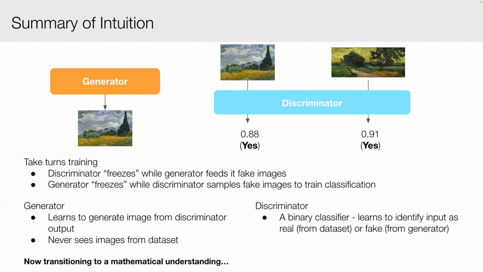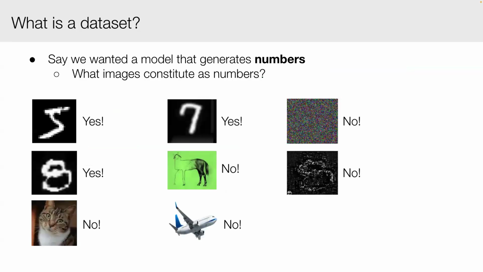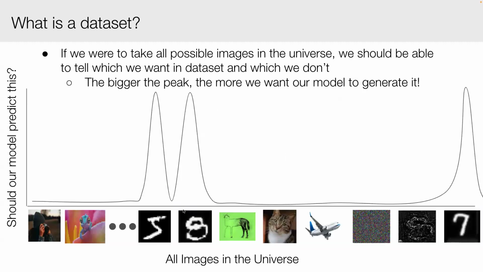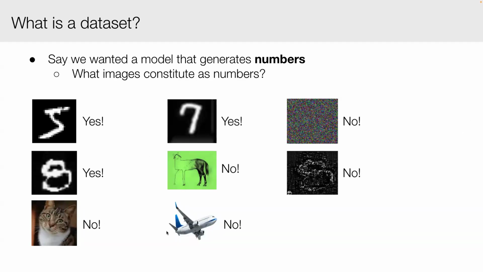Okay, so to really get an actual understanding of GANs beyond the intuition, we have to take a lot of steps backwards and ask ourselves, what is a data set? Let's forget what we know about the basics of machine learning for a second, and say we want to construct a data set of numbers. Any number, any hand-drawn number, numbers on a sign, and so forth. If I gave you all the images in the known universe, you'd pretty easily be able to tell me, that's a number, that's not a number, that's not a number, and so on.